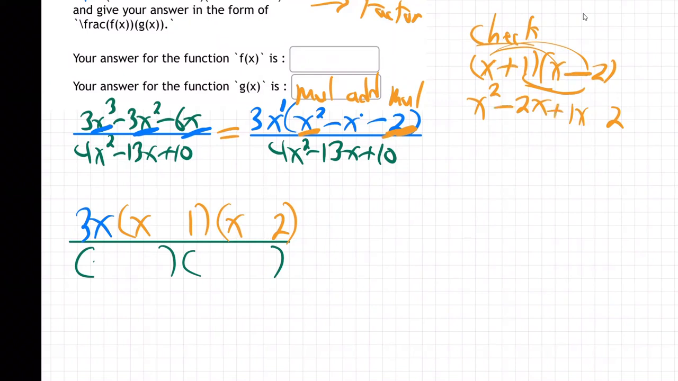Minus 2X plus 1X minus, wait, that's the same thing. I'm getting confused, sorry. What if I had done minus and plus? There we go. That would be wrong. Let me show you that. Then you would have gotten in the middle plus 2 minus 1, which would have been plus 1X, and that's not right. It's supposed to be minus X in the middle.